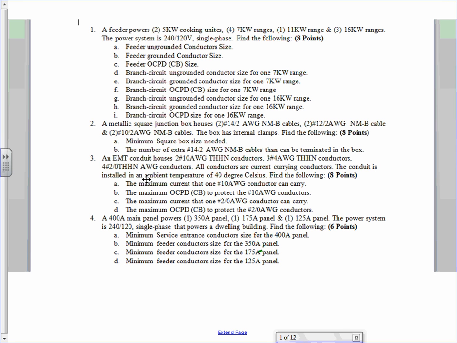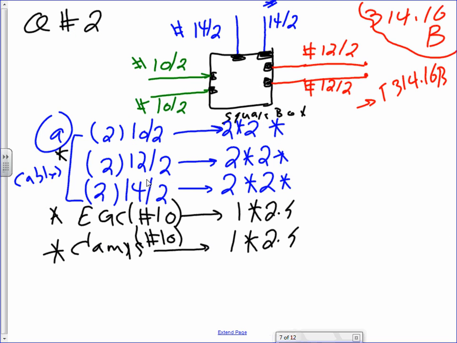You're going to see a metallic square box that houses two cables, 12-2 NM cable, Romex, and two 10-2, and there are internal clamps. I'm supposed to find the minimum square box size. First you need to find the minimum square box. After you find it, you're supposed to find how many extra wires you can bring to this minimum square box. Did you guys hear me? That's a box fill calculation. First, size the box for these cables. So I drew them for you, so it makes it a little bit graphic.